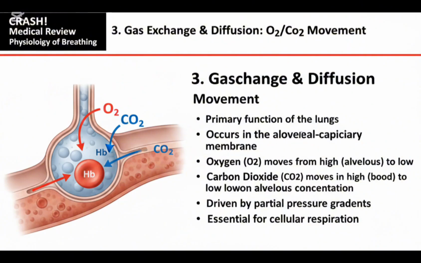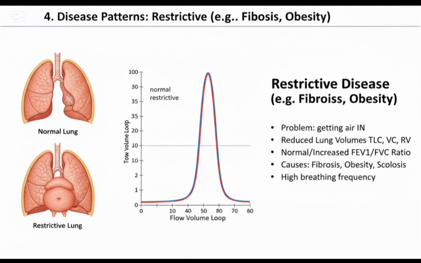Finally, let's analyze disease patterns. In obstructive diseases, such as asthma, the primary problem is increased airway resistance due to bronchoconstriction, inflammation, or mucus. Air gets trapped, residual volume increases, FEV1 decreases significantly, and the FEV1 over FVC ratio drops. Expiration becomes prolonged and inefficient because small airways collapse prematurely.